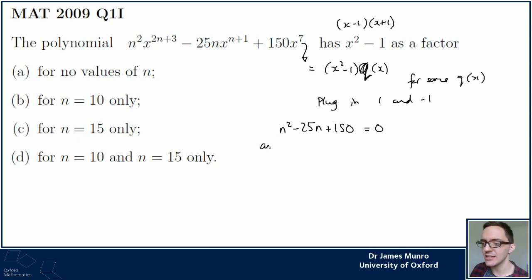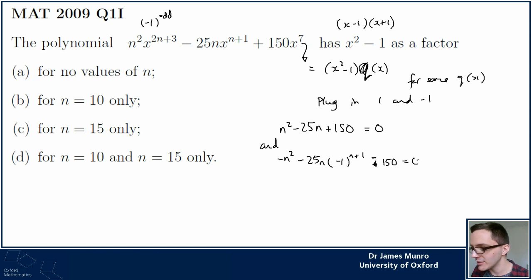So I must have this, and when I plug in minus 1, I must have minus n squared. So minus 1 to the 2n plus 3. This thing is odd, so minus 1 to the odd is minus 1. Then minus 25n times minus 1 to the n plus 1, plus 150. Oh wait, no, minus 1 to the 7 is minus 1, so minus 150. I want that to be 0 as well. Okay, that's a bit horrible.